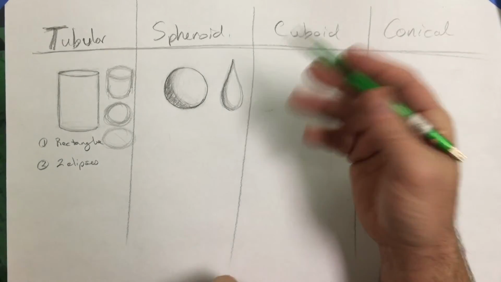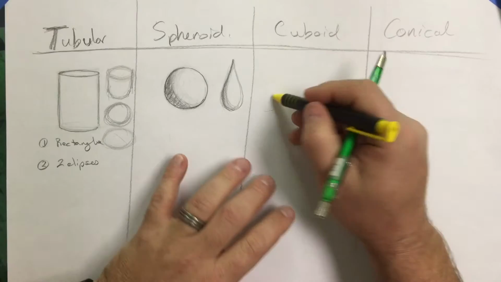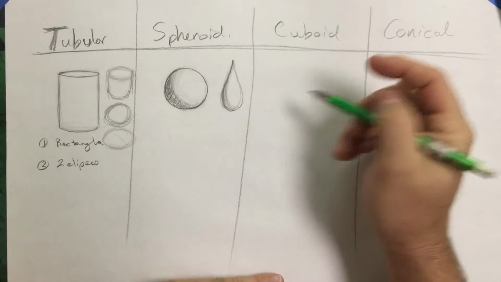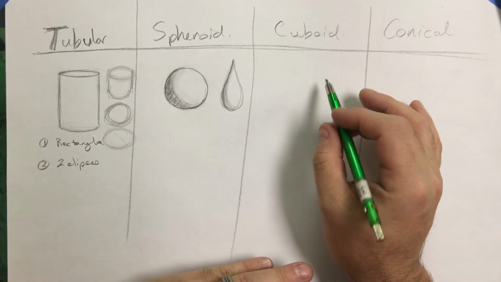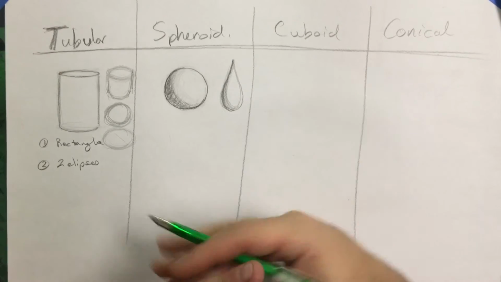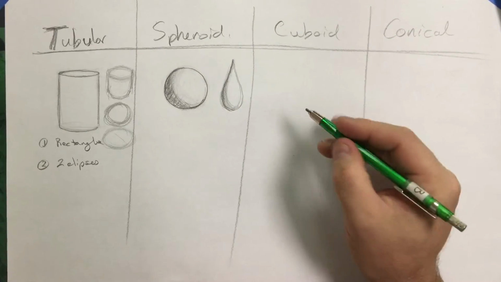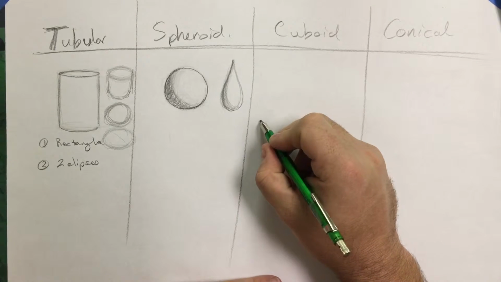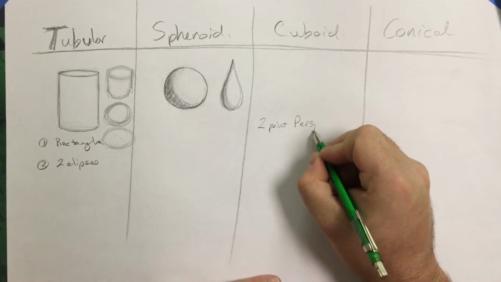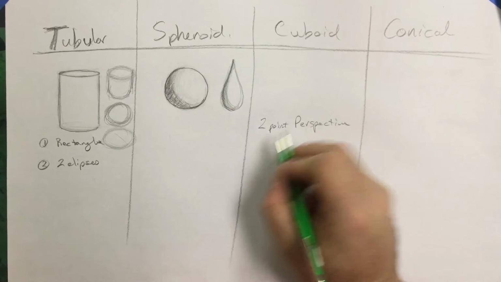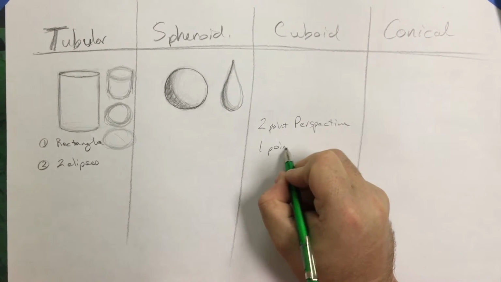All right, so if you paused the video, you're back. If you didn't, you're just watching. Now we're going to get into cuboids. Cuboids are really interesting because it takes practice to be able to draw these accurately. One of the ways you can practice is by using 2-point and 1-point perspective. 2-point's going to be a little bit more realistic than 1-point perspective.